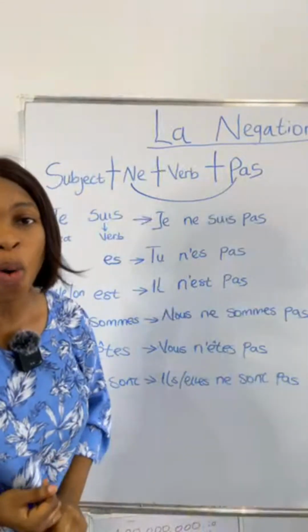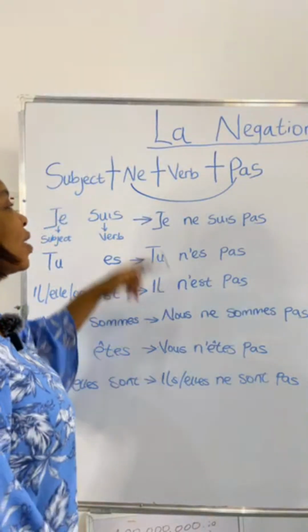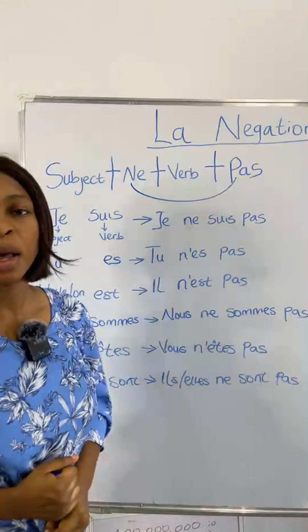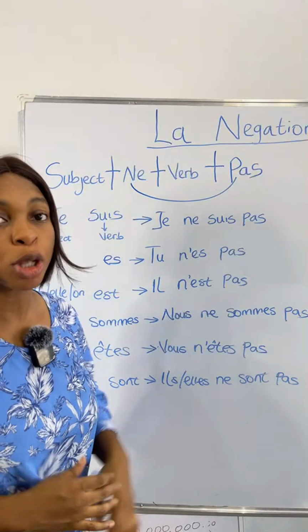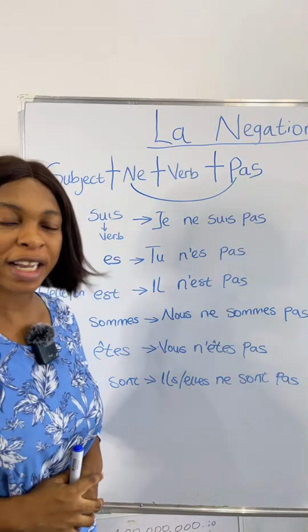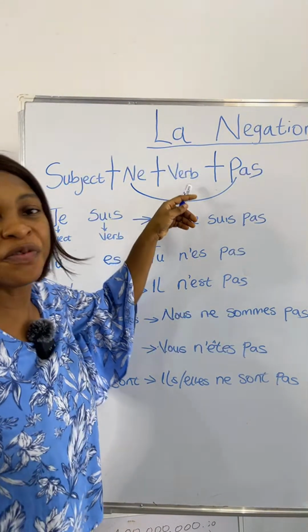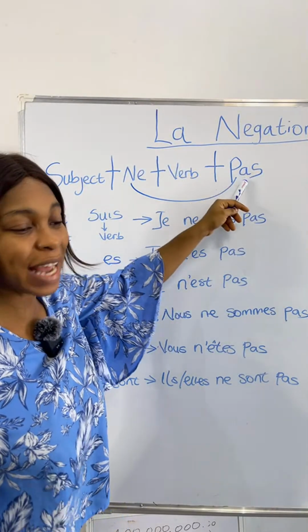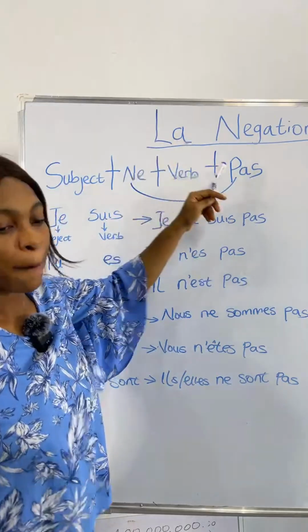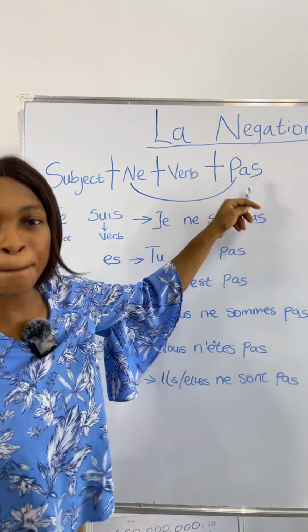N-E is pronounced "nuh", because the letter E is "uh" in French. That's why N-E is pronounced "nuh" in French. Please take note of this. So now the subject is followed by ne, then you have your verb followed by ne, and the next thing that comes after your verb is pas.